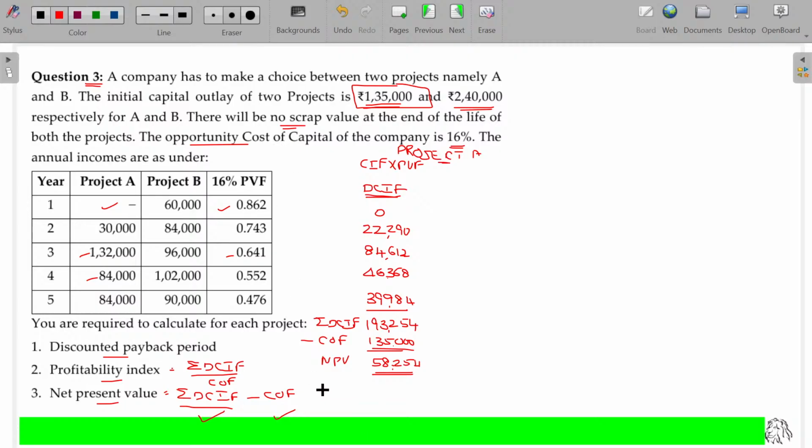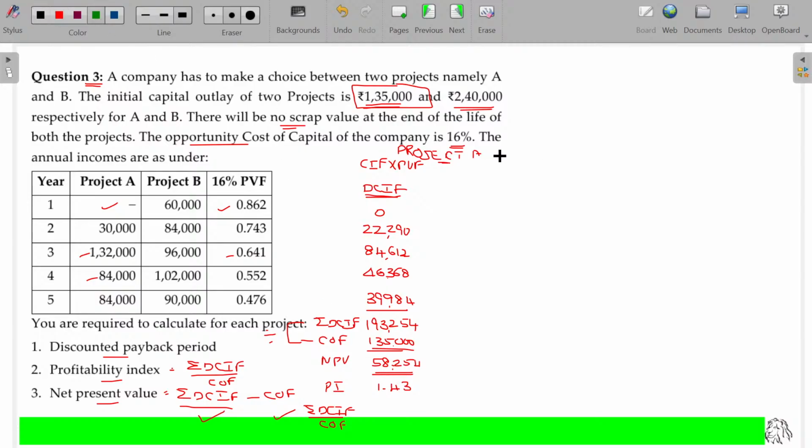And to find out the PI, the formula is summation of discounted cash inflow divided by cash outflow. So 1,93,254 divided by 1,35,000, the answer being 1.43.